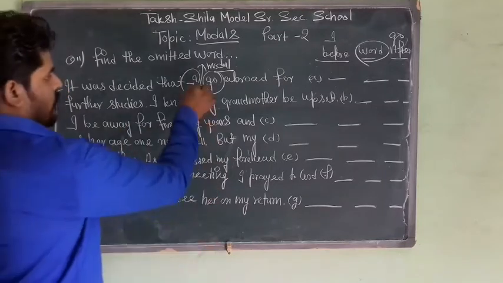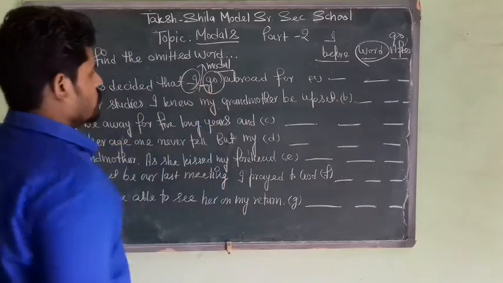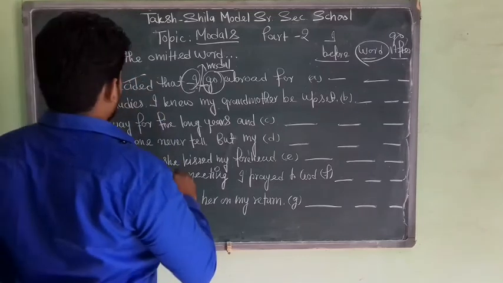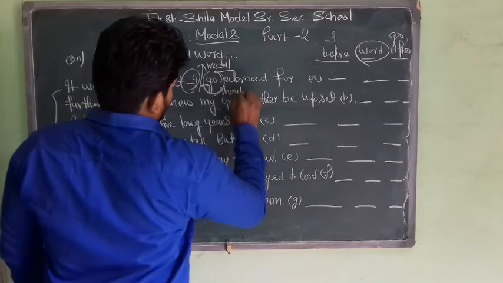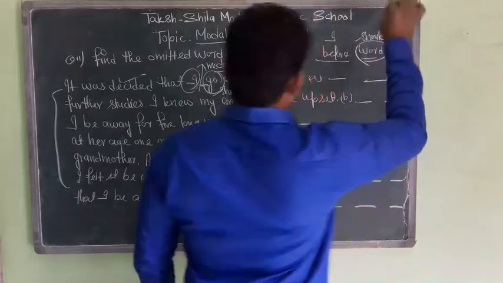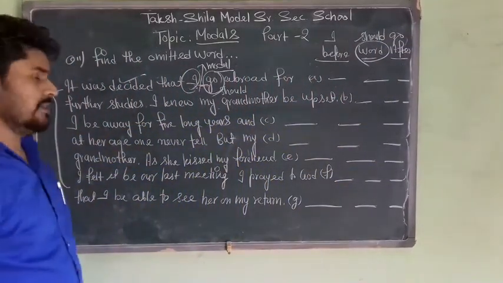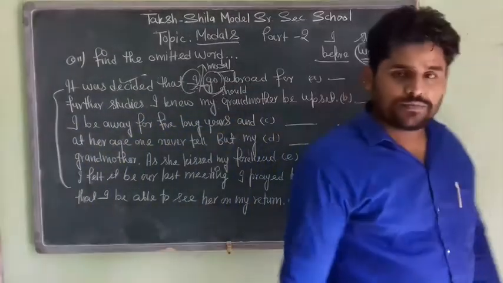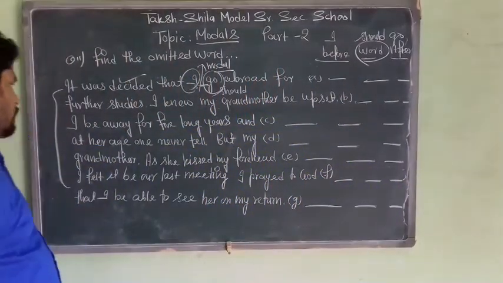So with I we use shall, but we will not use shall here. We will use should here. Why? Because the principal verb is in the past tense. So I should would be the right answer, and we'll write this answer here. So it was decided that I should go abroad for further studies. Khushwant Singh here said that it was decided that he would go abroad for higher studies.